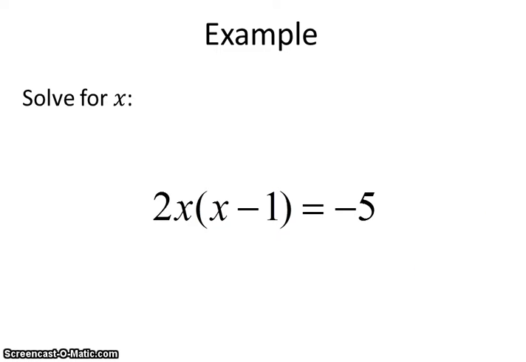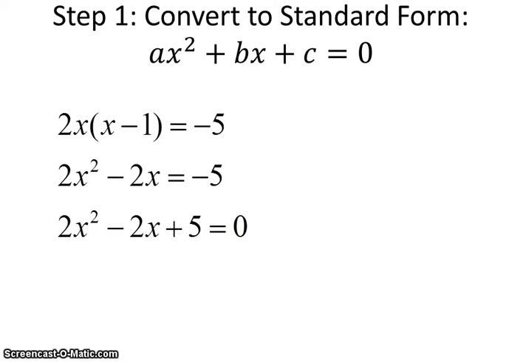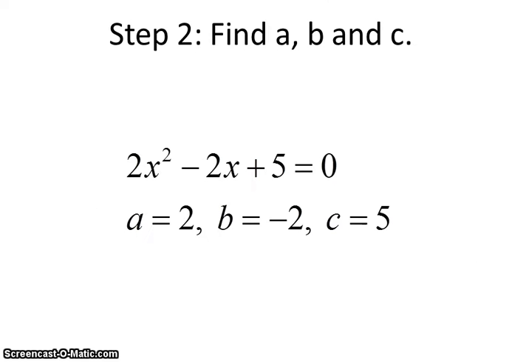We have to put it into the standard quadratic form, which is ax squared plus bx plus c equals 0. We need to expand everything and move everything to one side so that 0 is on the other side of the equal sign. So to do that, all we have to do is distribute this 2x through the parentheses. It'll give us 2x squared minus 2x equals negative 5, and then add 5 to both sides so that 0 is on the right side. So our standard form of this equation is 2x squared minus 2x plus 5.